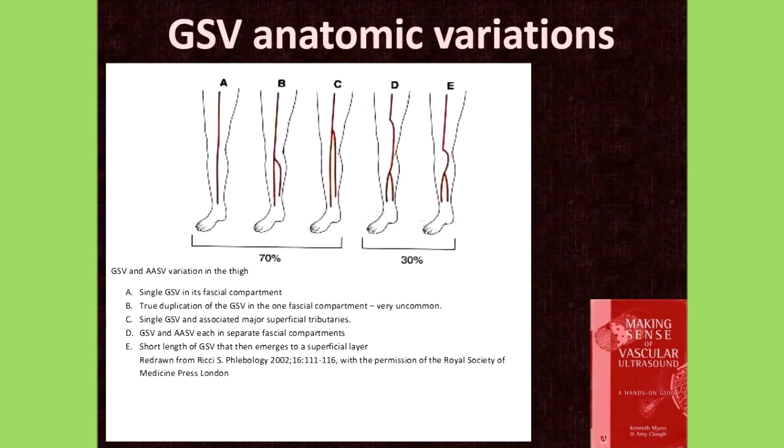And then on the right, C is a single great saphenous vein associated with major superficial tributaries. That's the most common in this category. D is the great saphenous vein and anterior accessory saphenous vein, each in their separate fascial compartments. And then E is a short length of the great saphenous vein that emerges into a superficial layer, very commonly seen.